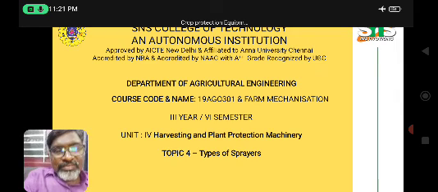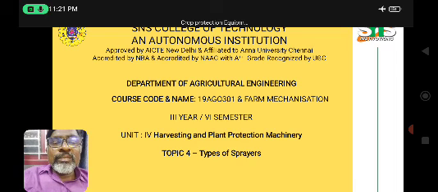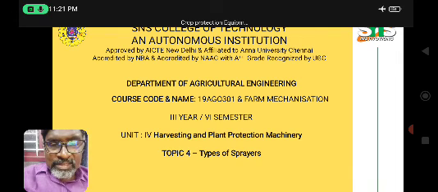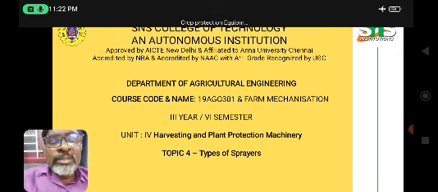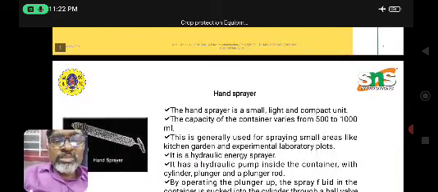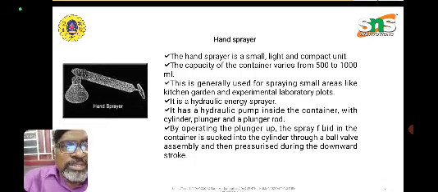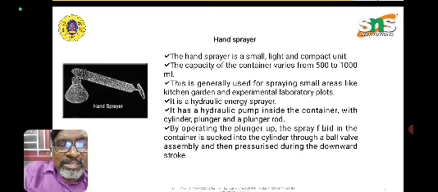In the previous video, we have seen what plant protection machinery is and the various types of dusters, as well as the basics about sprayers and dusters. In this video, we will see the types of sprayers that are generally used in farm operations. The first type of sprayer is the hand sprayer, which is a very basic type.